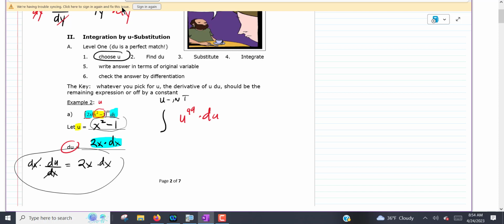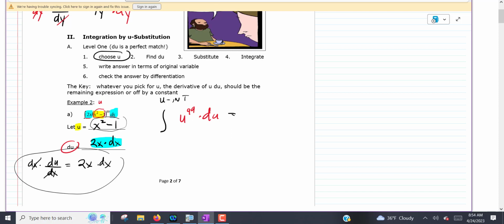So when you do a substitution, you're basically trying to make sure that everything has been accounted for in the original integral. Does that make any sense to start with? Okay, so du is the derivative of u, but it must match something in the integral. All right, now tell me what the antiderivative of u to the 99th is.